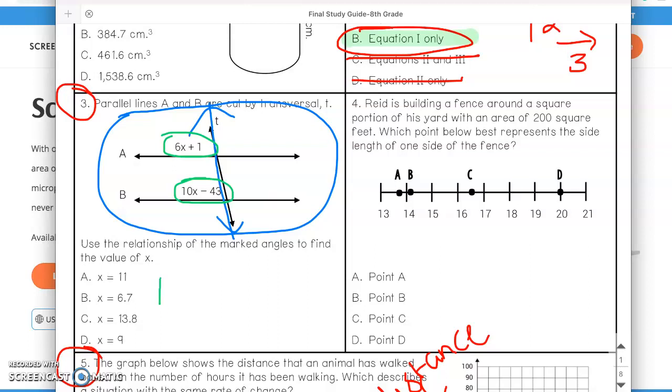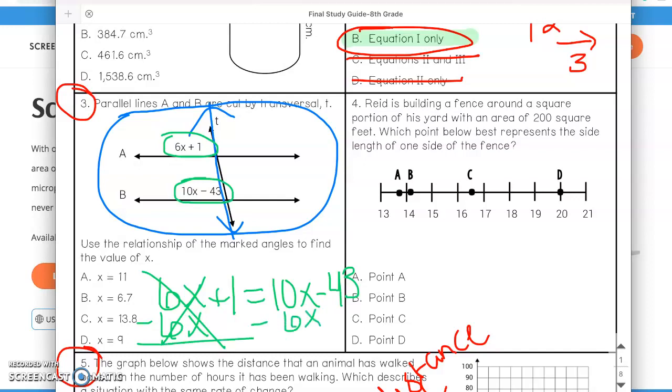Okay, so we have 6x plus 1 on one side, and then we have 10x minus 43 over here. Okay, so now that I have that, the first thing I want to do is get all my x's on one side and all my integers or normal numbers on the other. Now, I like to keep things positive, so let's subtract the 6x first. Cross that out because it cancels out to 0. I'm going to subtract 6x over here, and I'm going to get 4x.